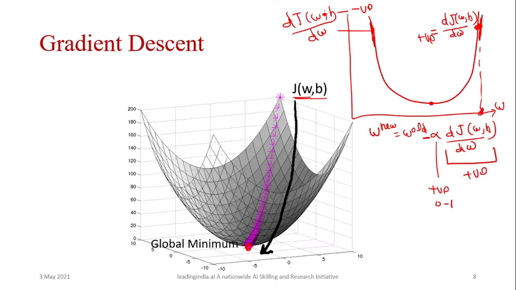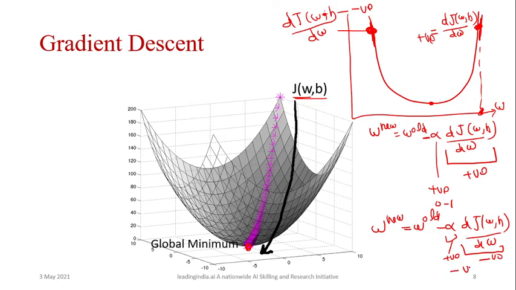Now suppose we are somewhere at this point. What will happen? Let me rewrite this formulation: minus alpha dJ upon dw. Now in this case, this value is negative and this value is positive. Once you multiply, you will get a negative value, and you have a negative sign here. So once negative comes, this will become a positive value. So ultimately the entire factor will be positive.